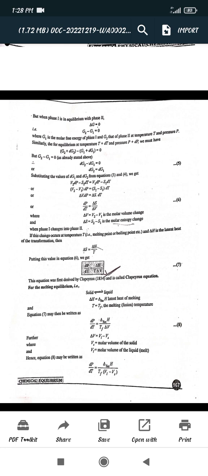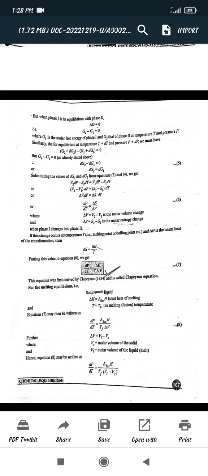If this change occurs at temperature T, that is the melting point or boiling point, and delta H is the latent heat of the transformation, then delta S is equal to delta H by T. Putting this value in equation 6, we get dP by dT is equal to delta H by T into delta V. This equation was derived by Clapeyron in 1834 and is called the Clapeyron equation.